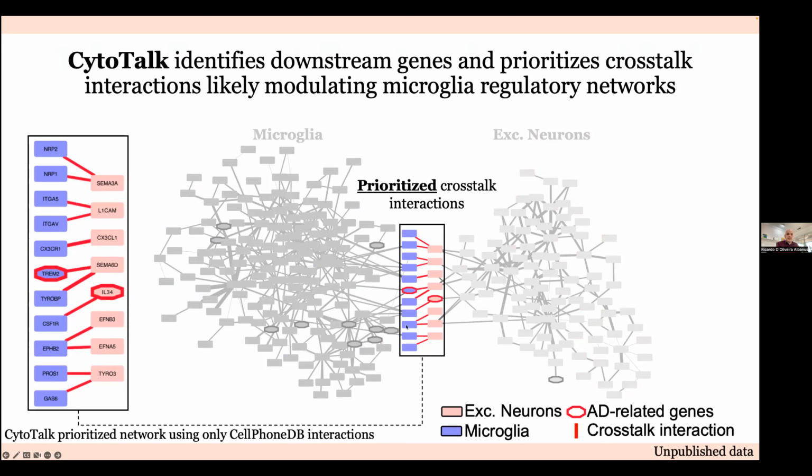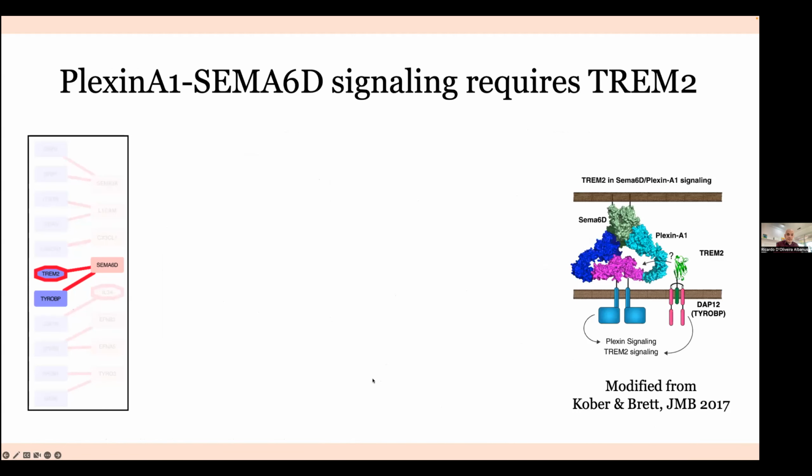And what's important is that the crosstalk interactions that I'm showing here in the center are actually prioritized by CytoTalk based on how they connect to central genes on the networks from each cell type. So initially there were 13 crosstalk interactions involving AD genes that were significant by CellPhoneDB, but we end up with only 2 being prioritized by CytoTalk based on this network topology analysis.